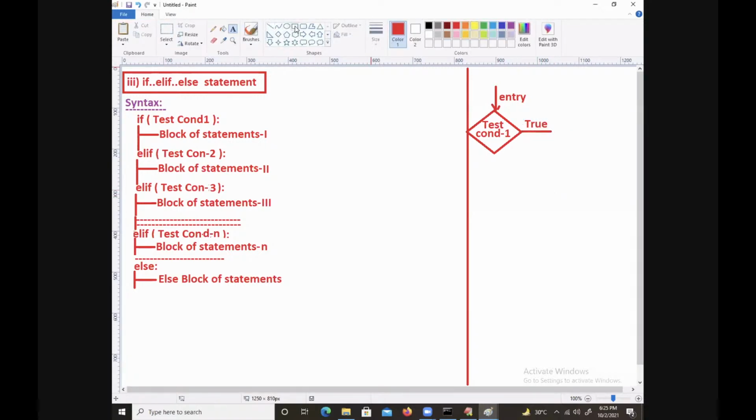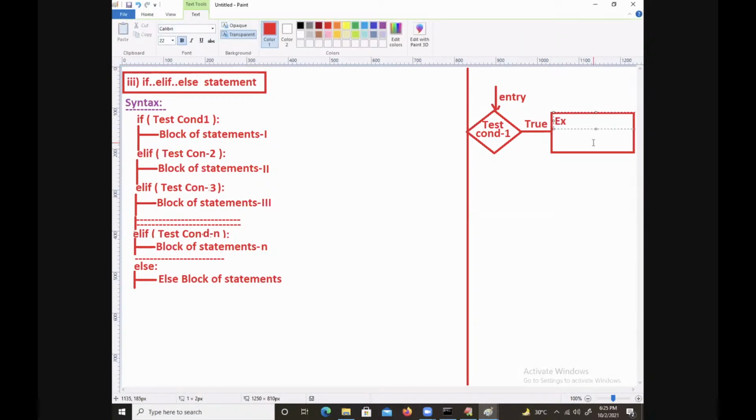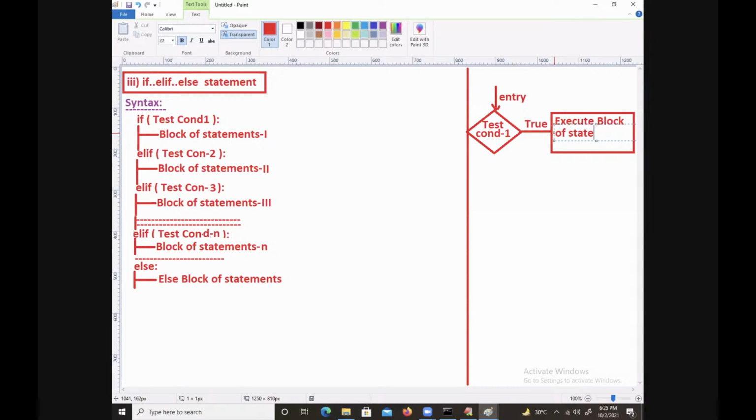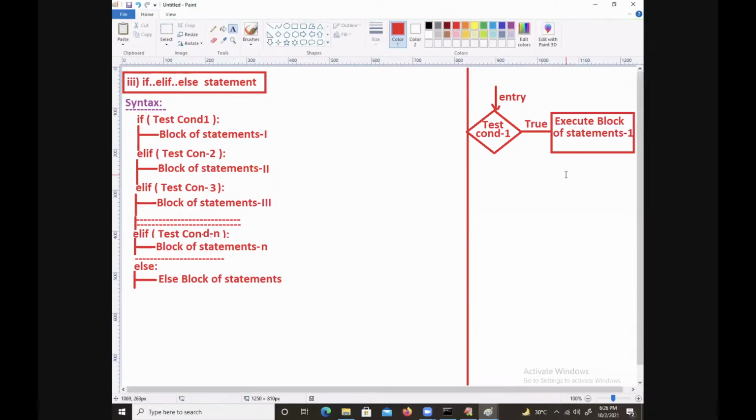Just wait a minute. I will take up this part. Execute block of statements 1. In this diagrammatic representation, where is it going? Execute block of statements 1. Perfect. Okay. Next, if it is false, what will happen?